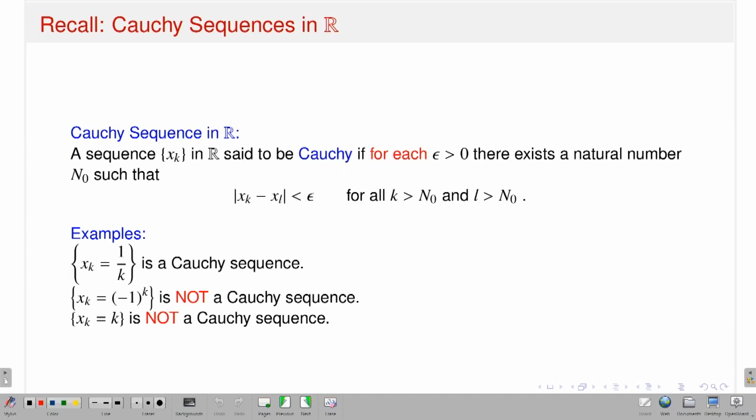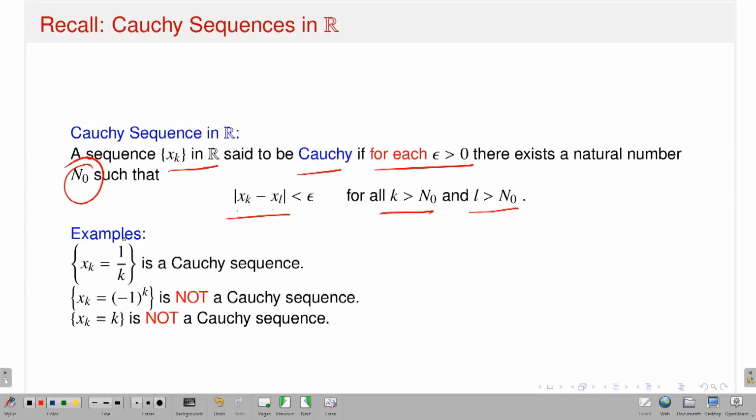Now there is another notion, the Cauchy sequence, that you know in R. In R, what is the notion of a Cauchy sequence? A sequence xk in R is Cauchy if for any epsilon, there exists a number n naught such that the norm of xk minus xl is less than epsilon for all k greater or equal to n naught and all l greater or equal to n naught. So a sequence xk in R is a Cauchy sequence if, given epsilon, I can find a natural number such that the distance between any two elements of this sequence is less than epsilon for all k, l greater or equal to that n naught. So what is the example?